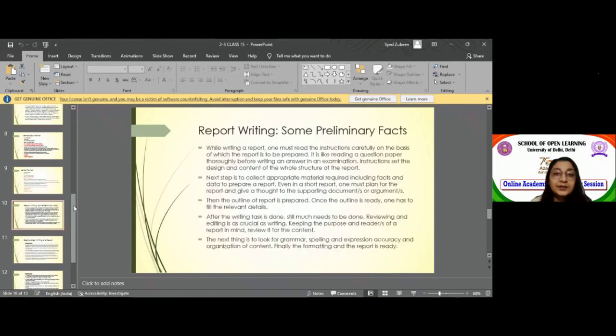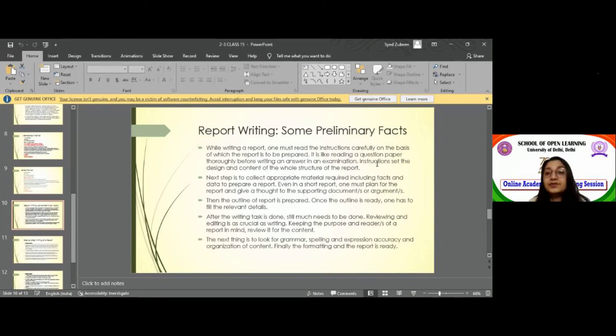So what are the preliminary facts that we need to remember while writing reports? While writing a report, one must read the instructions carefully on the basis of which the report is to be prepared. Of course, why are we writing a report? Why is there a need to write a report? What is the main idea behind it? We need to understand that first. It is like reading a question paper thoroughly before writing an answer in an examination. Instructions set the design and content of the whole structure of the report.